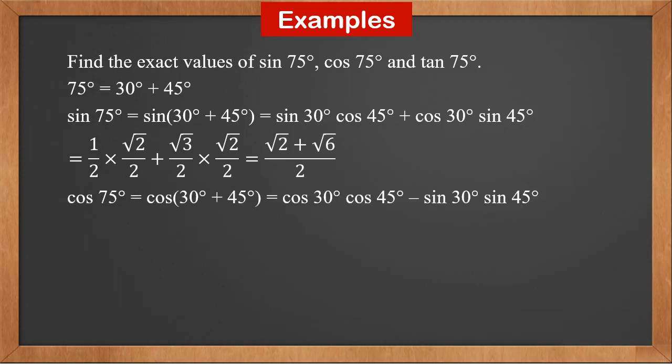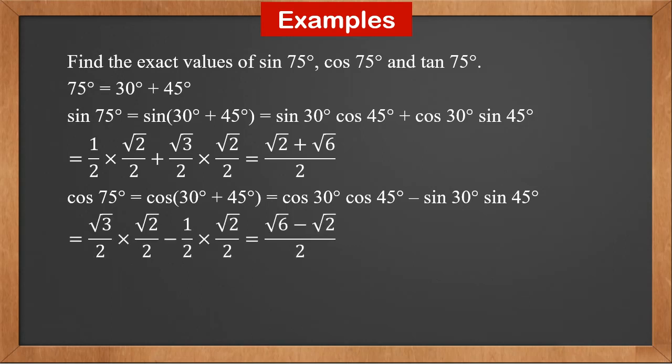Cosine 75 degrees is cosine of 30 plus 45 degrees. It is cosine 30 degrees cosine 45 degrees minus sine 30 degrees sine 45 degrees. This is root 3 over 2 times root 2 over 2, minus half times root 2 over 2. The result is root 6 minus root 2 over 4.